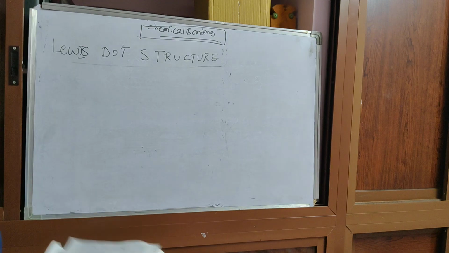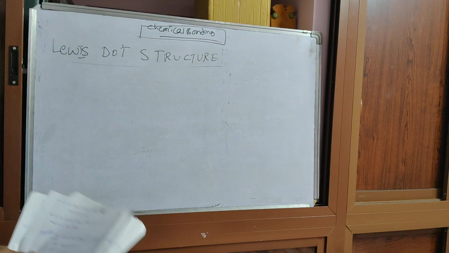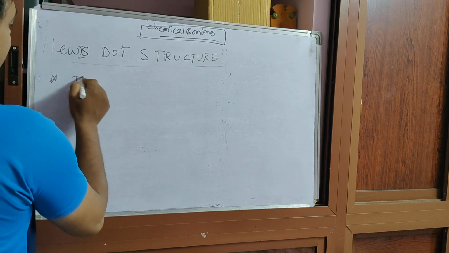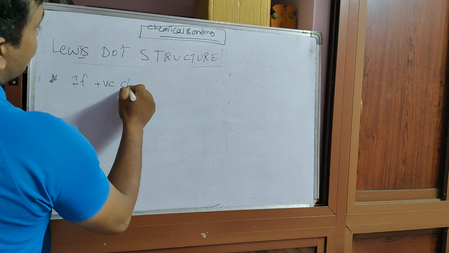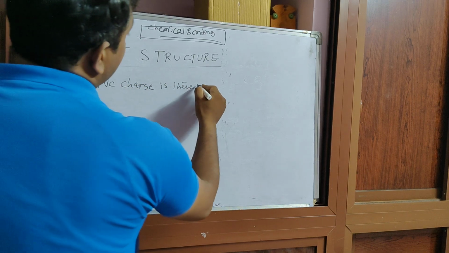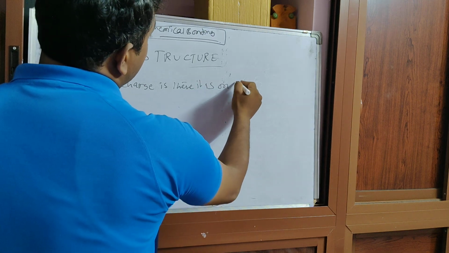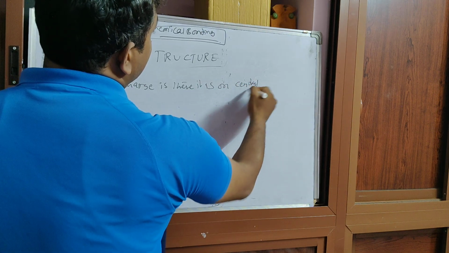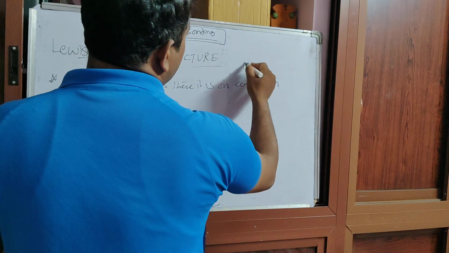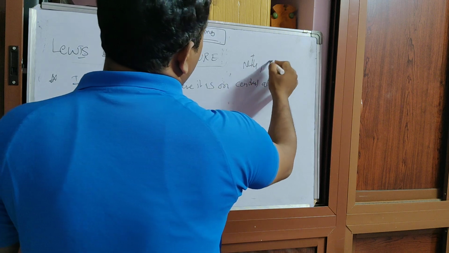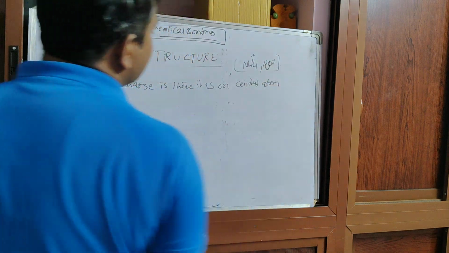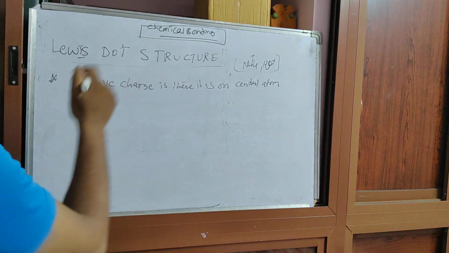One more thing that is also important: if a positive charge is there, it is on the central atom only. When a positive charge is identified, it is on the central atom. For example, ammonium ion and H3O plus. This is considered to be on the central atom. If a positive charge is there, that is considered.